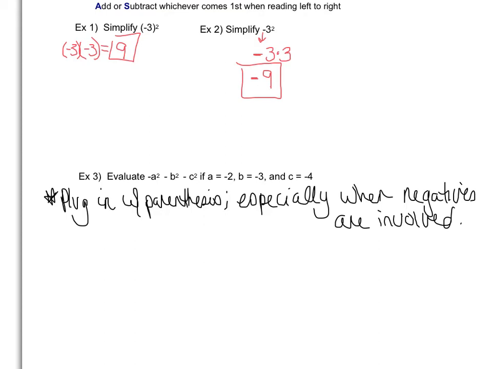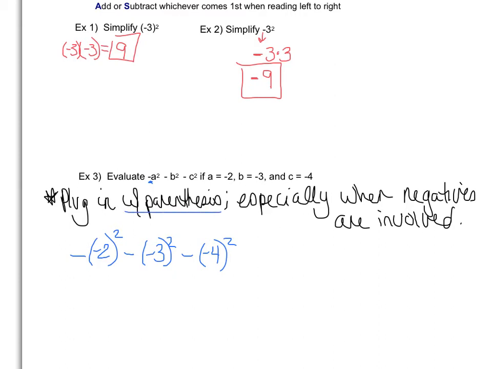So I'm plugging in with parentheses, especially when negatives are involved. So let me show you what that means by working through this example. So first thing I'm going to do is this negative that's out in front of the A, I'm going to rewrite that negative. Instead of writing this A, I'm going to plug in a negative 2. And notice I'm not just writing negative 2, but I'm putting it inside those parentheses. Minus, same thing with the B. I'm going to put in a negative 3 squared minus, and then same thing with the C, a negative 4 squared. So I plugged them all in with parentheses.